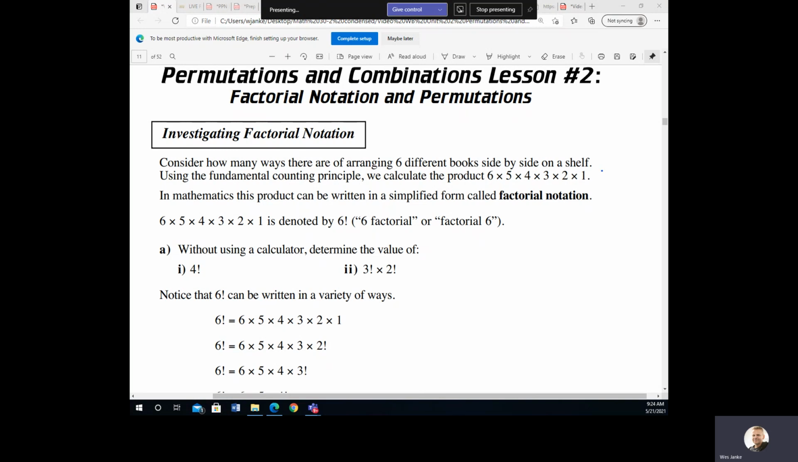This lesson is factorial notation and permutations.